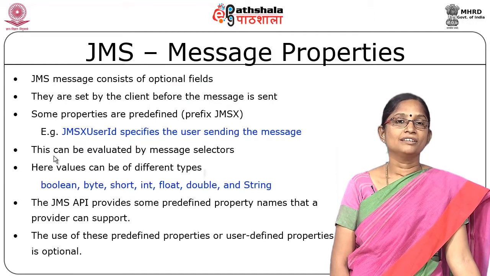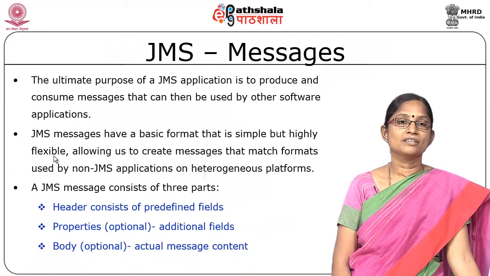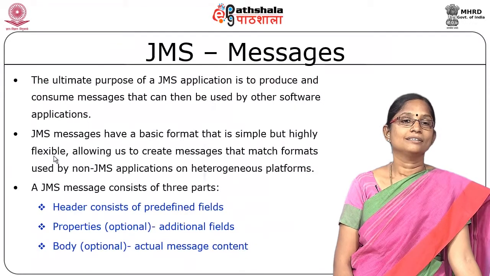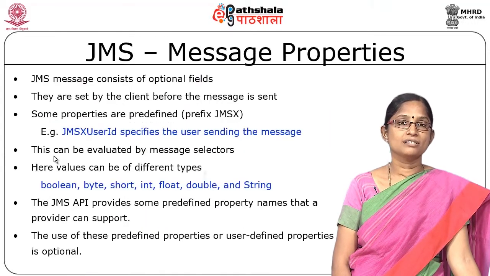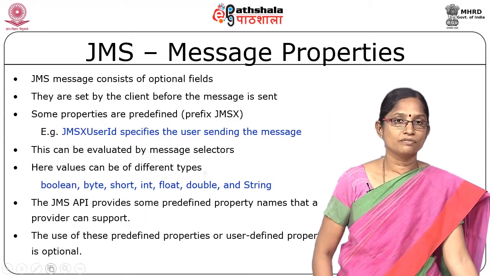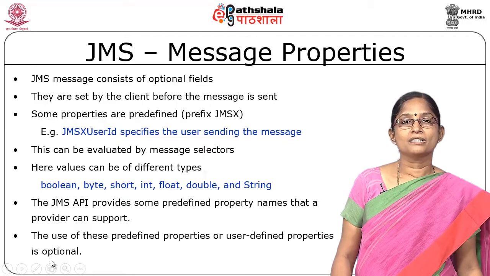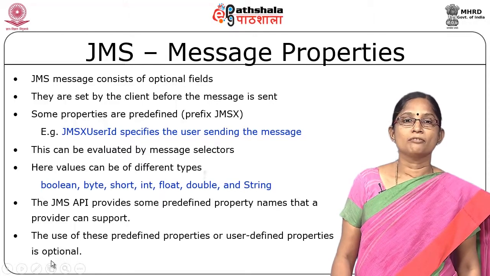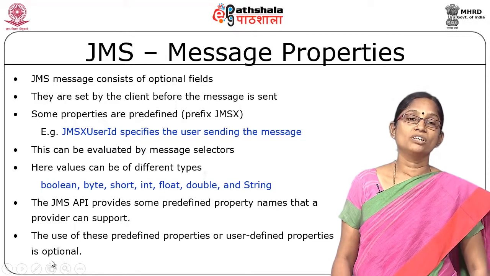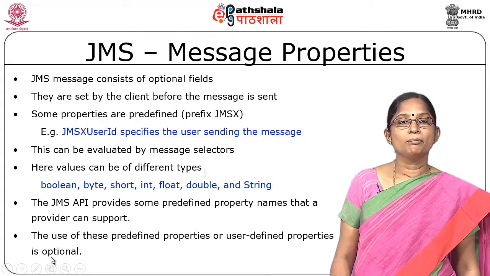Now let us look at the properties of the JMS message. We have seen that it has three parts: the header part, the properties part and the body. We have seen the header fields of JMS. Now let us look through the properties of the JMS message. The properties consist of optional fields. These optional fields can be set by the client before the message is sent. But some properties can be predefined.